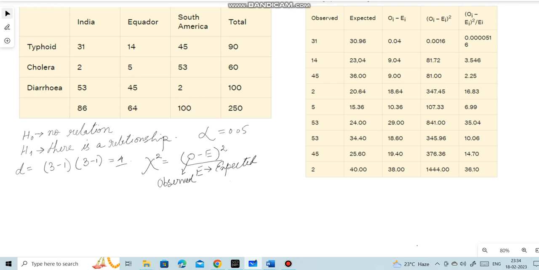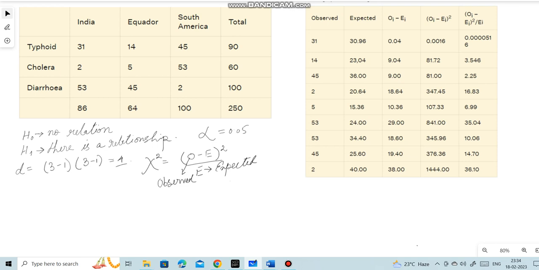So what would be the observed values? Observed values would be nothing but these values. That is typhoid for India, the observed value is 31. So there are 31 observed cases amongst the entire sample that we have surveyed. The 31 cases out of those were typhoid that were from India. For cholera, 2 were from India. For diarrhea, 53 were from India. So these are the observed values.